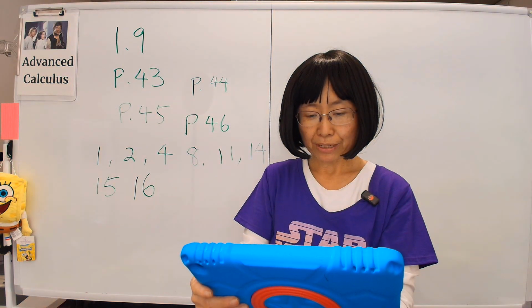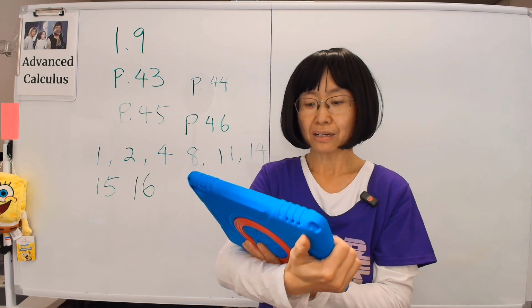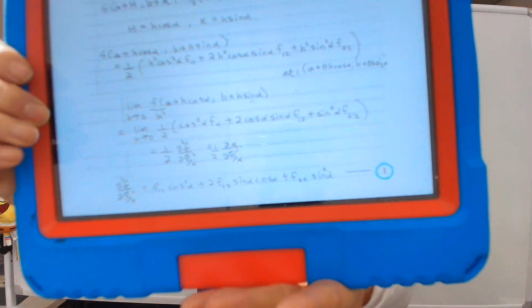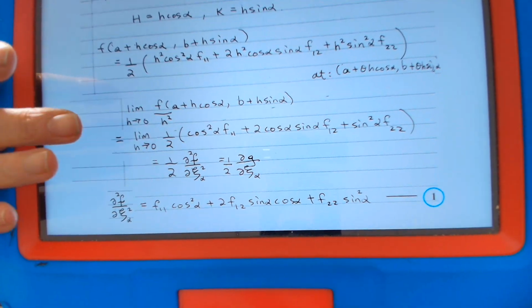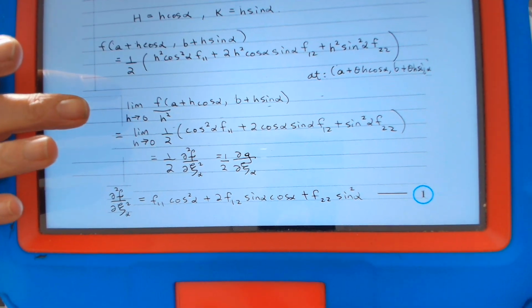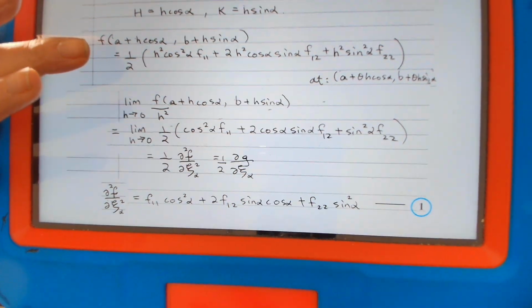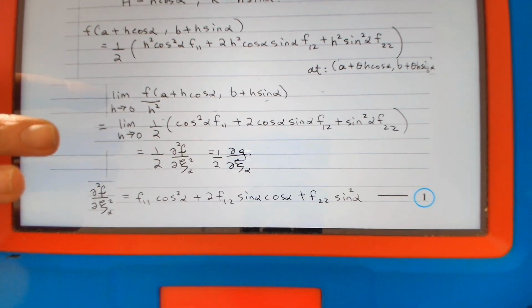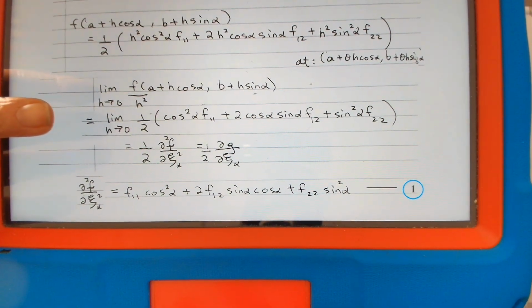The next step is to take the limit of this value as h goes to 0, and we're also going to divide it by h squared. Remember, this thing has h squared all the way across, so dividing by it doesn't hurt a thing. We got rid of the h squared, so we end up with this thing. And what is that?